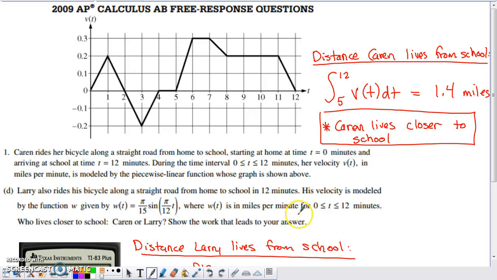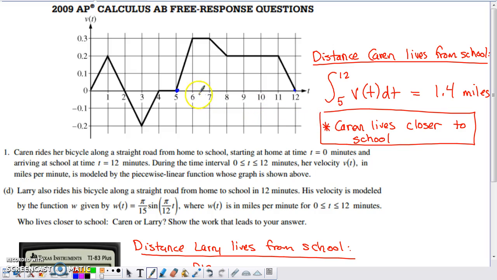Well, based on what we just said in part C, to figure out how far Karen lives from school, we're going to need to know how far she traveled from the t-value of 5 to the t-value of 12, because this is when she leaves home after retrieving her homework and then makes her way back towards school. Here's when she arrives at school. So the total distance that Karen lives from school is whatever the area between the velocity graph on the interval from 5 to 12 and the t-axis is.